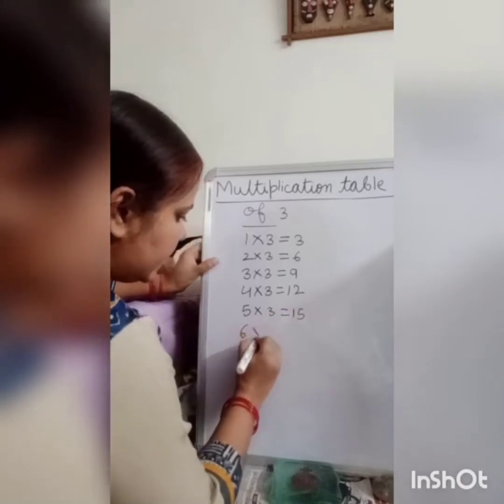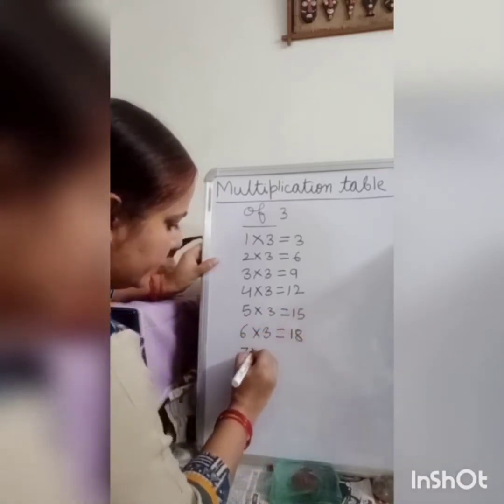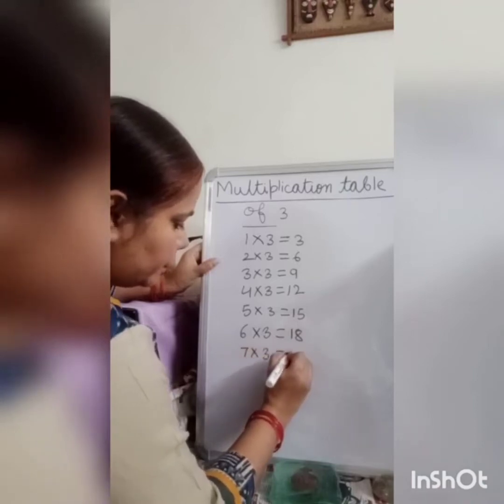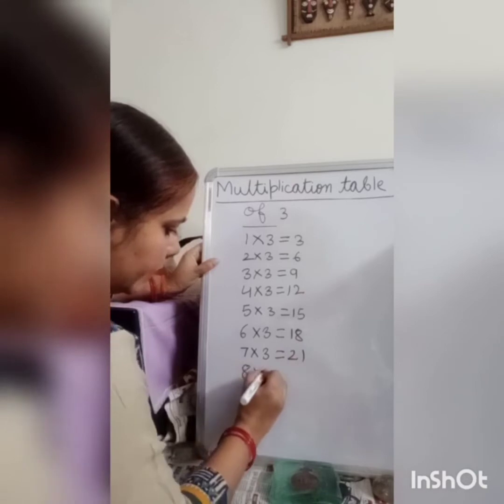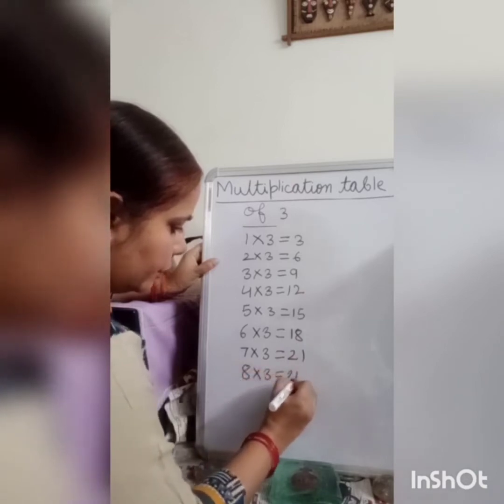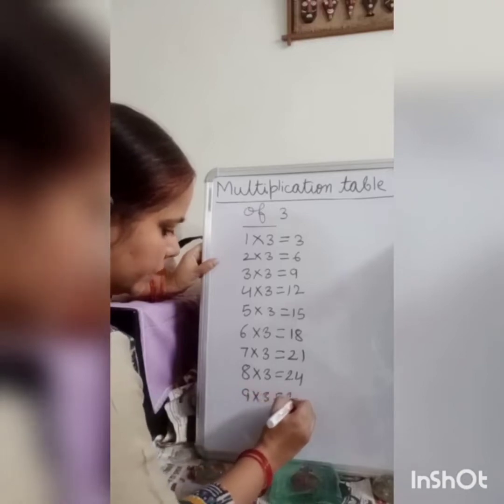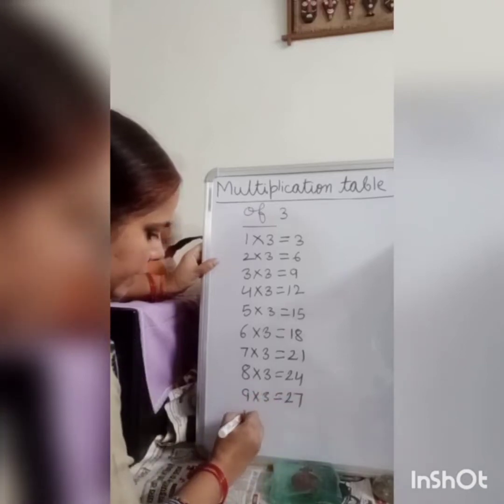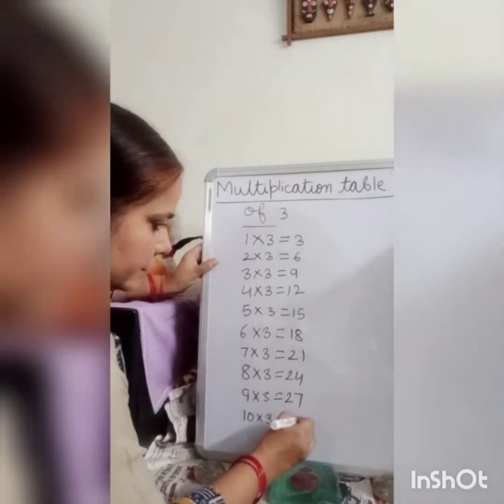And 6 times 3 is equal to 18. 7 times 3 is equal to 21. 8 times 3 is equal to 24. And 9 times 3 is equal to 27. And 10 times 3 is equal to 30.